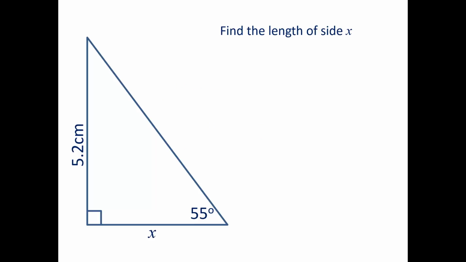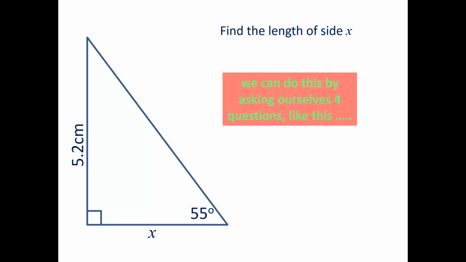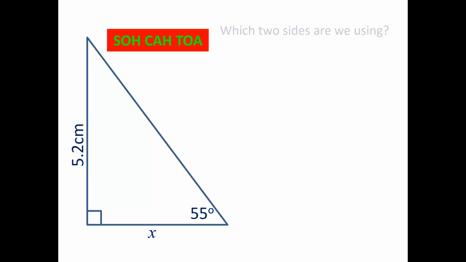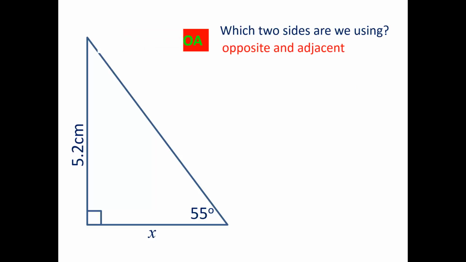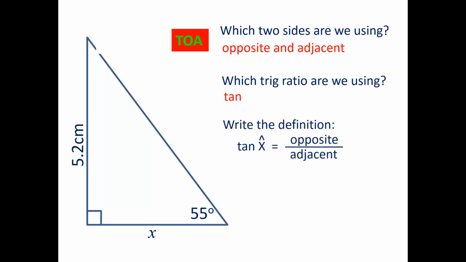So, same as before, the four things we've got to do all begin with W. First up, which two sides are we using? Well, we've got the angle there, x is the adjacent, 5.2 is the opposite, so O and A. So that in SOH CAH TOA is with the T for TOA, and so the trig ratio we're using is T for tan. Third one, write the definition. Tan is opposite over adjacent, so in this case we've got tan 55 is 5.2 over x, and then W, the fourth one, work it out.